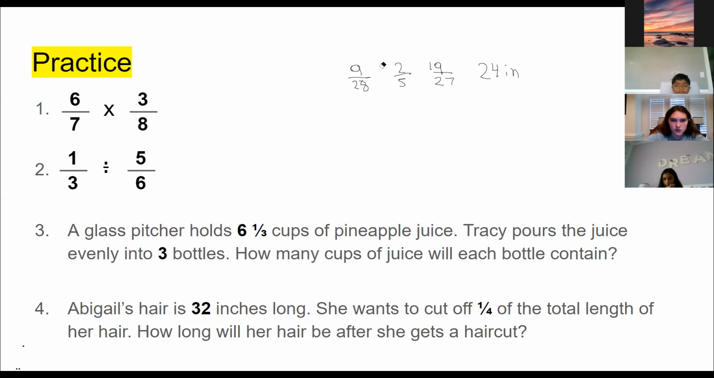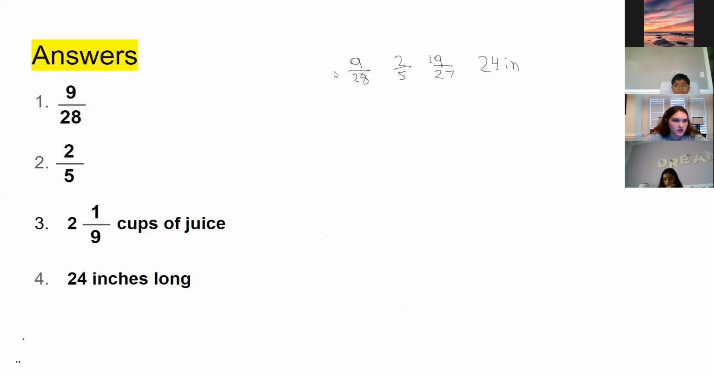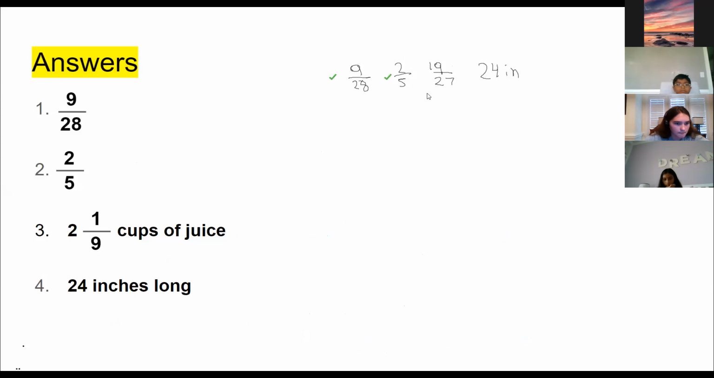Okay, so the first one, 9/28, yep. 2/5, yep. Hang on. Ooh, I don't think we did this one right. Hang on. 2 1/9 cups of juice. But we did get this one right.